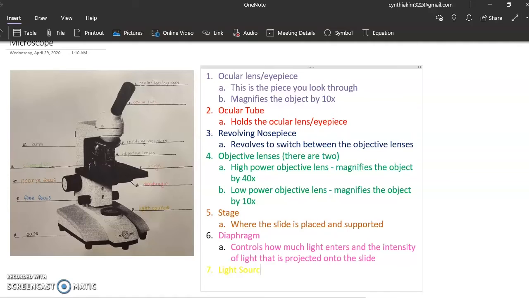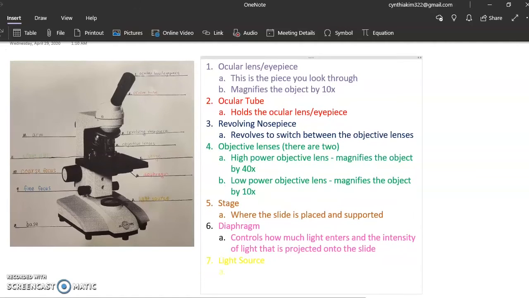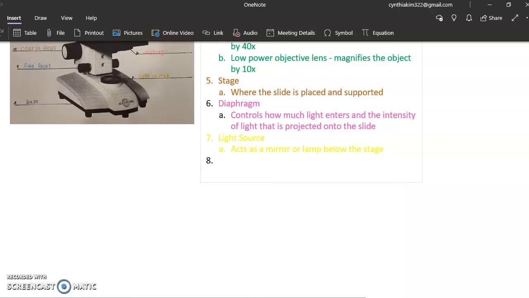So moving right along, we have the light source below the diaphragm, which acts as the mirror or the lamp below the stage. The next part we'll be discussing on our microscope is the base, or the very bottom of the microscope. So the base is just where to hold or support the microscope.